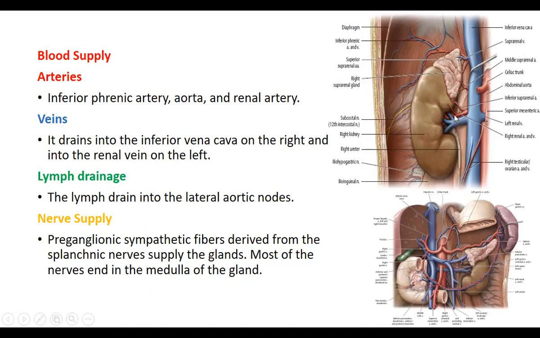And if they are coming from the renal artery, then they are called inferior suprarenal arteries. So three arteries will be supplying the suprarenal gland on either side. Coming to the venous drainage, it will be by two types of veins. They will be draining into the inferior vena cava on the right side and into the left renal vein on the left side.